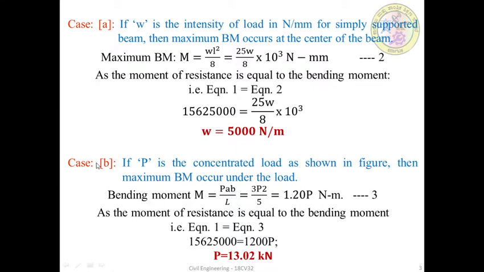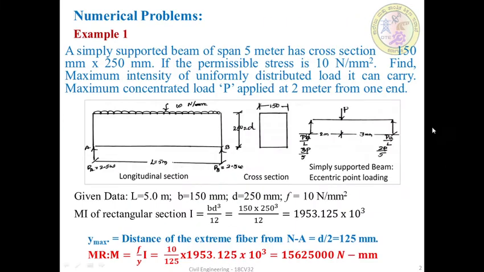The second case, case B: if P is the concentrated load as shown in the figure, then the maximum bending moment occurs under the load. Here, for the simply supported beam, the given condition is that the point load is acting at a distance of 2 meters from any one support. I have taken 2 meters from the left support.